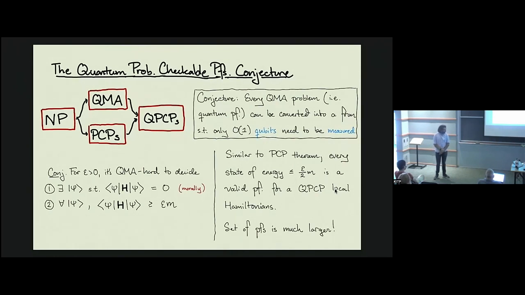So as a consequence, the set of proofs in the quantum PCP world is much, much larger than the set of proofs in the non-quantum PCP world, right? Previously, we thought of proofs morally as just ground states. Now proofs are all the low energy states indeed. But the fact that the set of proofs is so much larger is going to yield another problem, right?